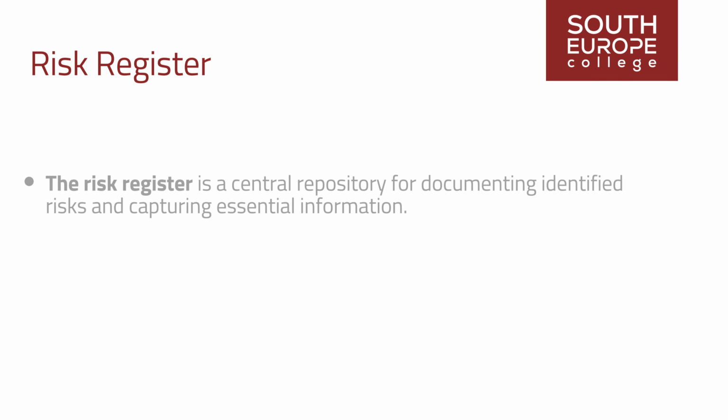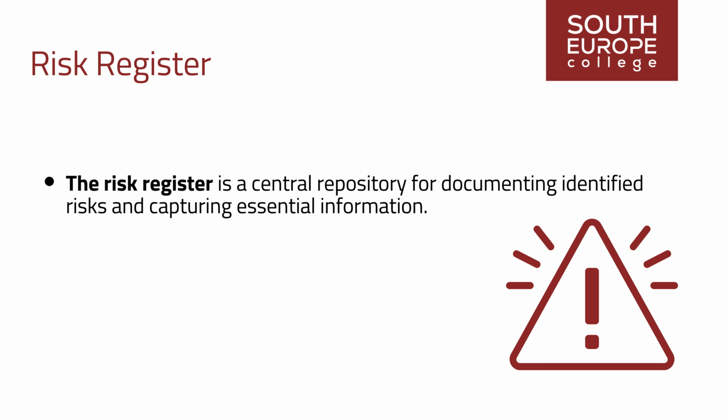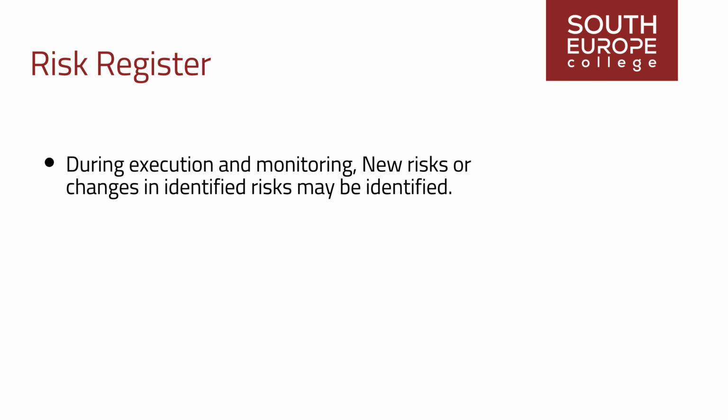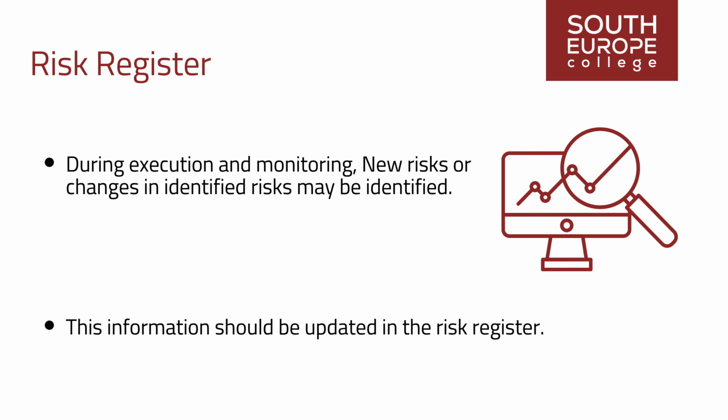The risk register is a central repository for documenting identified risks and capturing essential information such as the risk's nature, potential impact on project objectives, and probability of occurrence. During execution and monitoring, new risks or changes in identified risks may be identified. This information should be updated in the risk register.